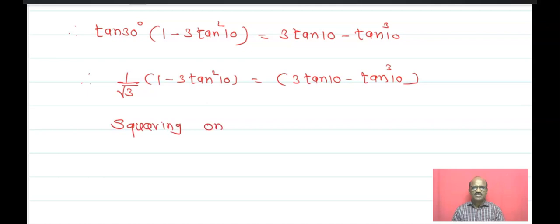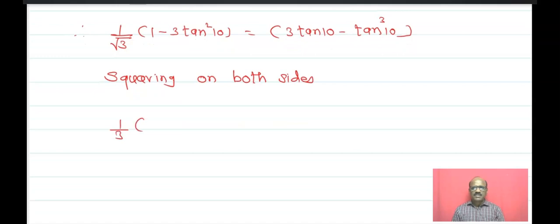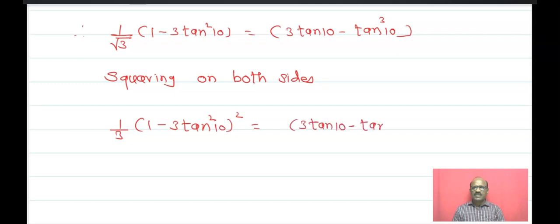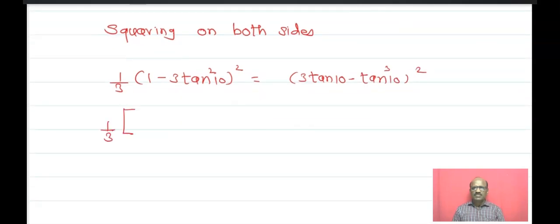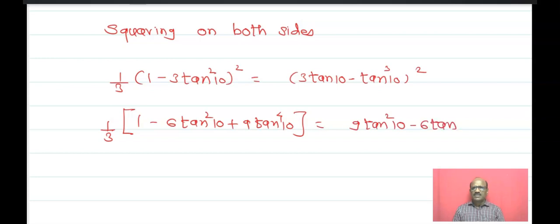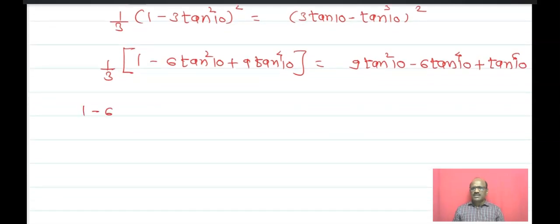Therefore squaring on both sides, only side less square करना, that is 1 by 3, 1 minus 3 tan square 10 bracket square, and that is equals to 3 tan of 10 minus tan cube 10 bracket square, that is 1 by 3 in bracket 1 minus 6 tan square 10 plus 9 tan raised to 4 10, and that is equals to 9 tan square 10 minus 6 tan raised to 4 10 plus tan raised to 6 10.